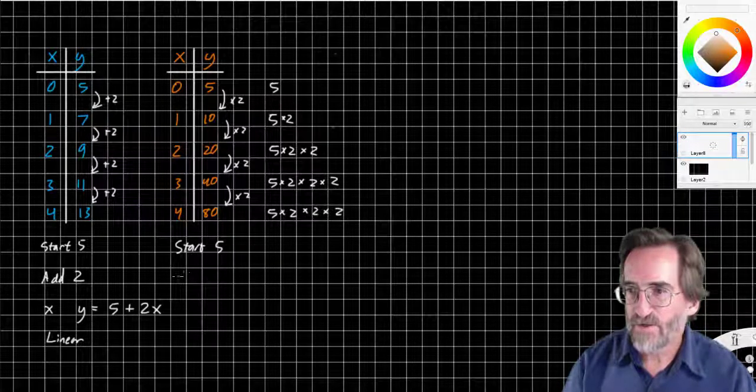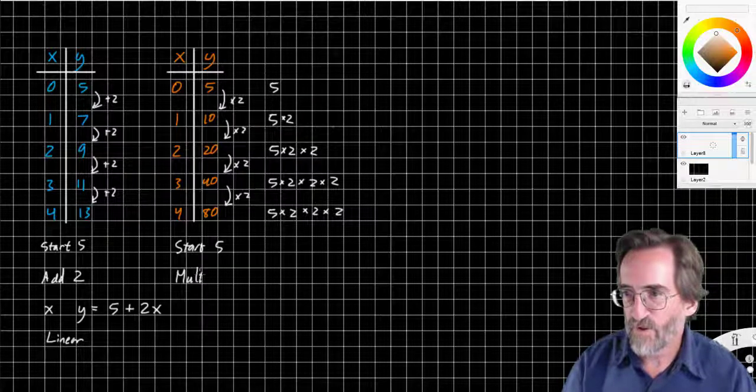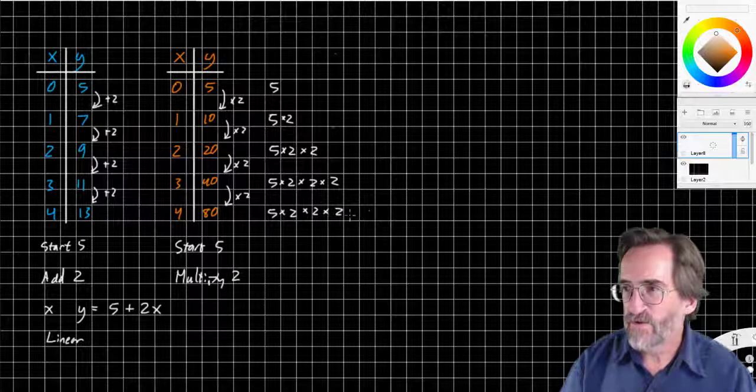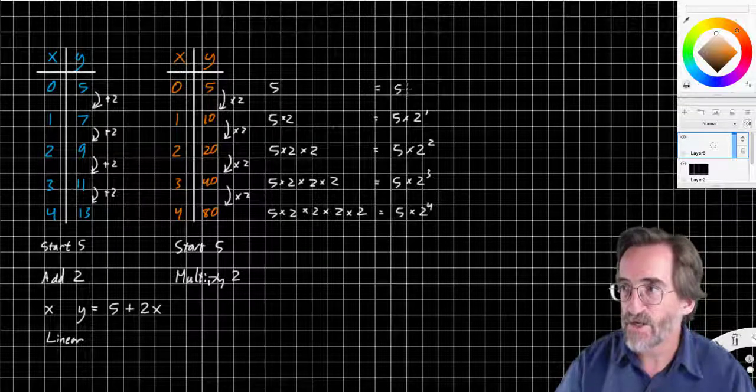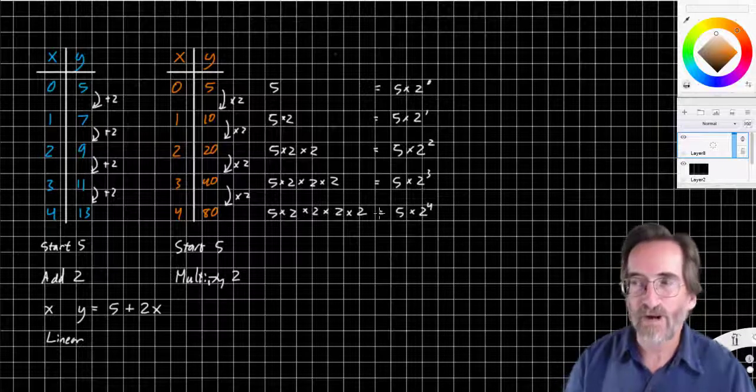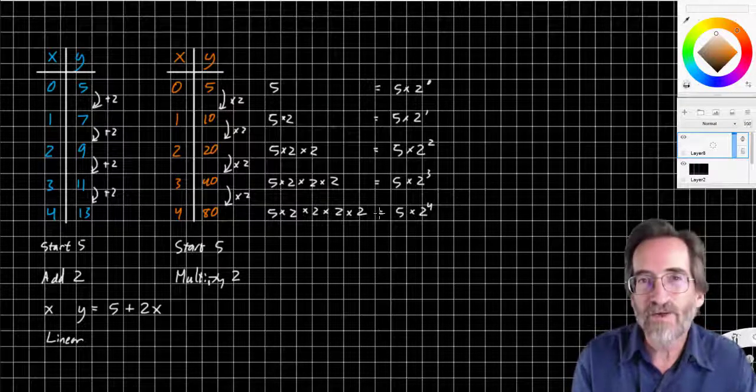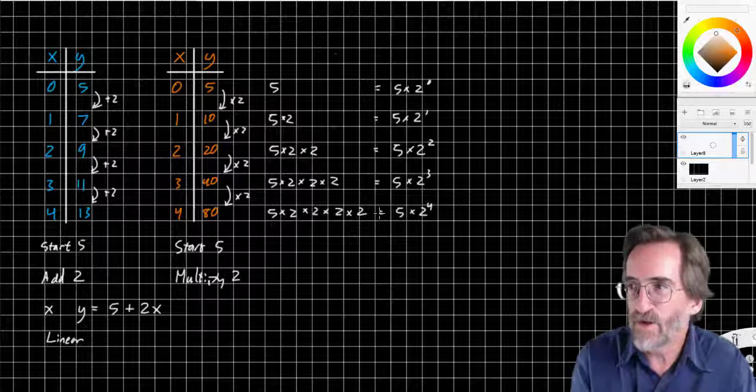Let's say I go out to here. Okay, and let's say I rewrite these using exponents. You may recognize that this is 5 times 2 to the 4th power, that this is 5 times 2 to the 3rd power, that this is 5 times 2 to the 2nd power, that this is 5 times 2 to the 1st power, and check it out, that this is 5 times 2 to the 0 power, okay? And this is good verification that anything to the 0 power is 1, right?